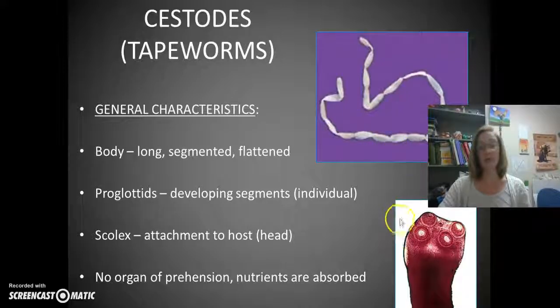Now the scolex is what we refer to as the head of the parasite. The scolex is where the parasite attaches to the host. Now on the scolex there is no organ of prehension, meaning no mouth. They don't eat through a mouth. All of their nutrients are absorbed through the body wall.